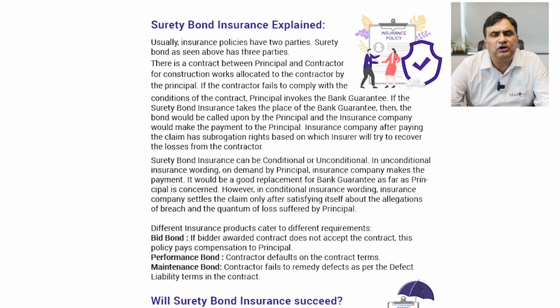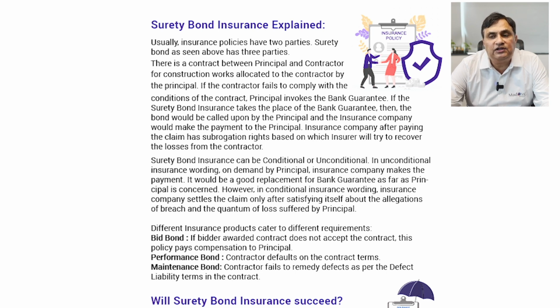Normally, insurance policies have two parties. One is the buyer of insurance, other is the seller of insurance. However, surety bond insurance has three parties. As we had seen, we had the principal, we had the contractor, we had the surety. Normally, whenever any infrastructure project is given, there is a contract between the principal and the contractor for the construction works.